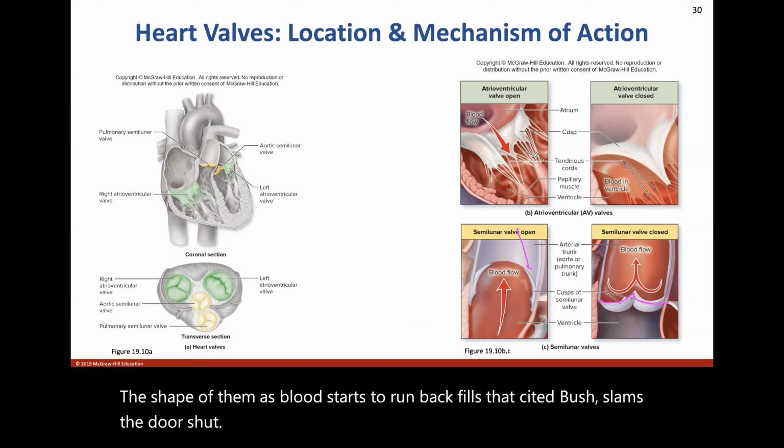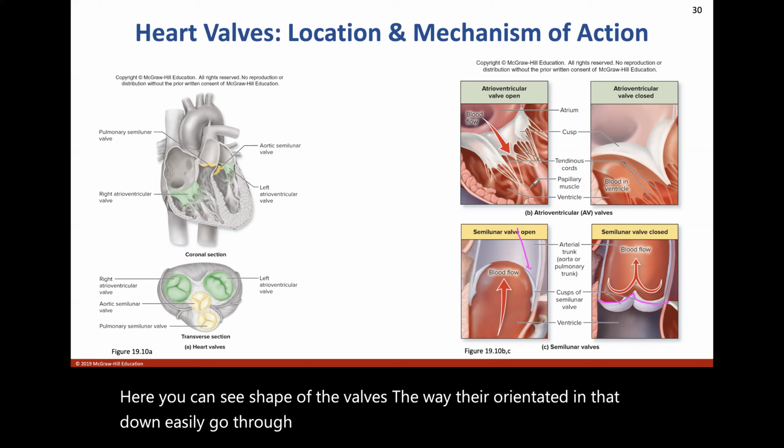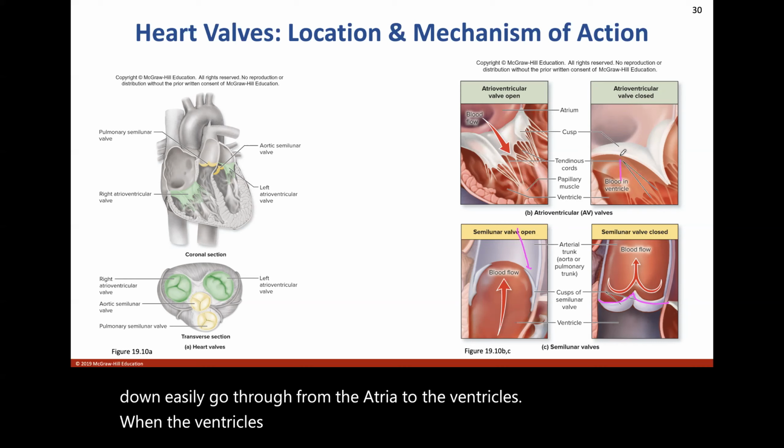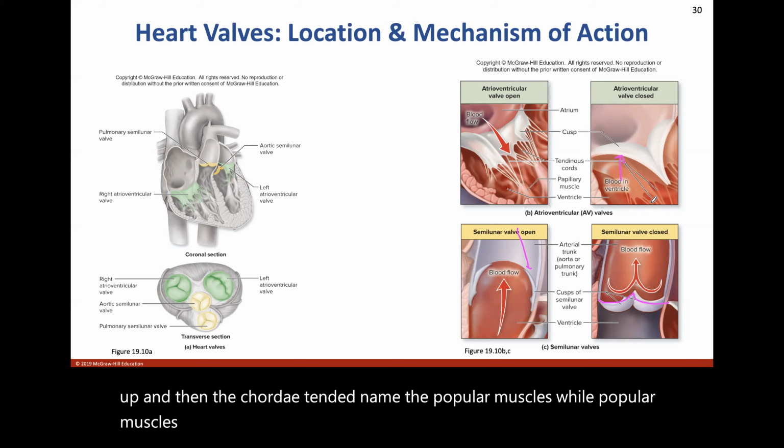Here you can see the shape of the valves, the way they're orientated, and that blood easily goes through from the atria to the ventricles. When the ventricles contract, that force pushes up against them, closes them up, and then the papillary muscles contract, pull on those chordae tendineae, and prevent those cusps from being inverted.